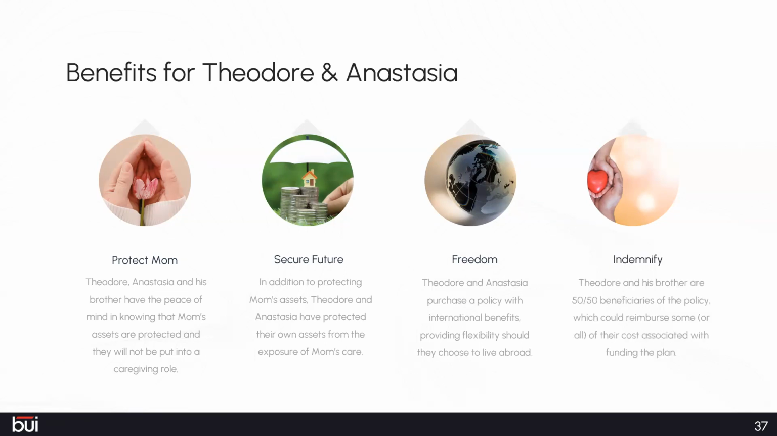And lastly, there is an ability for the brothers to potentially indemnify themselves. So if the insurance goes unused, the brothers are 50-50 beneficiaries of the policy. If mom passes away, they have a means of recouping their premium contributions. So lots of benefits for Theodore and Anastasia.